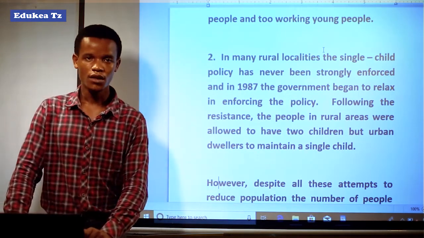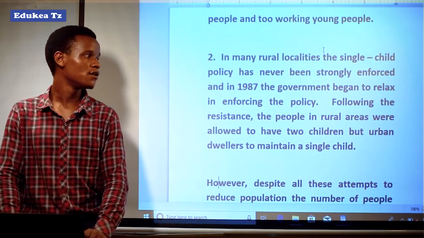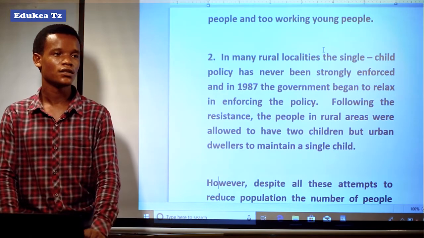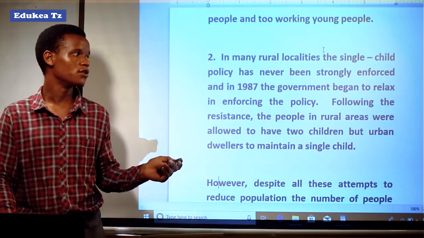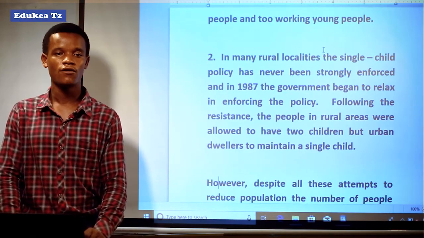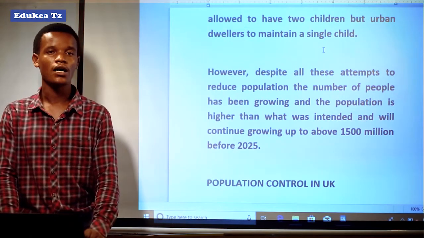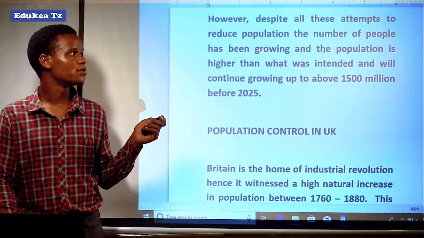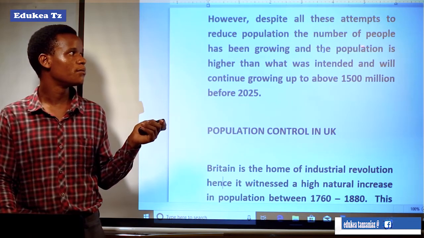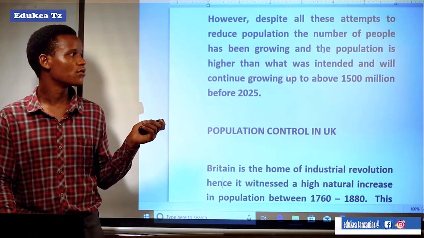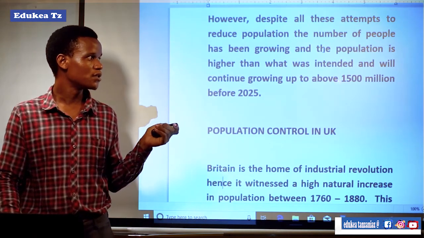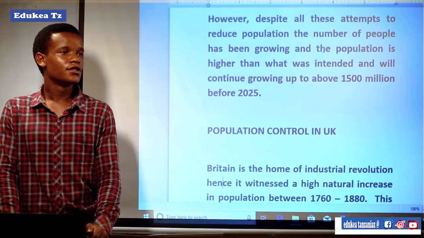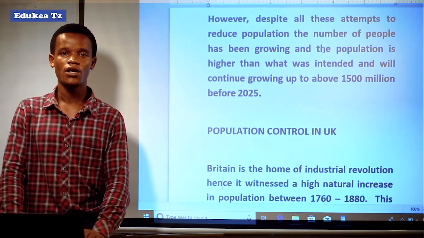So by then, the government decided that people living in urban areas should have a single child, so they would continue with the policy, while those living in rural areas should have two children to ensure a labor force engaged in different activities like agriculture, production, and so on. However, despite all these attempts to reduce population, the number of people has been growing, and the population is higher than what was intended, and will continue growing up to 1,500 millions before 2025.